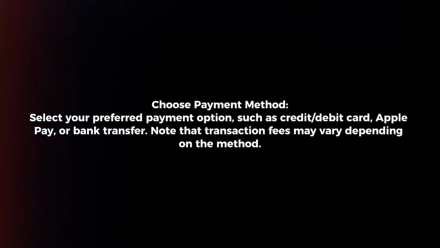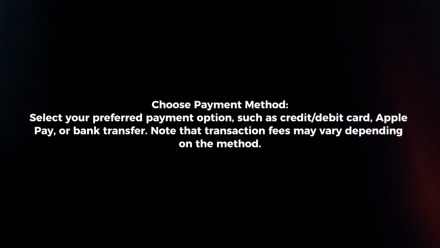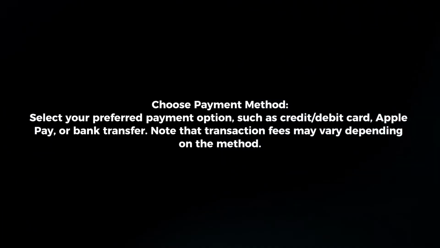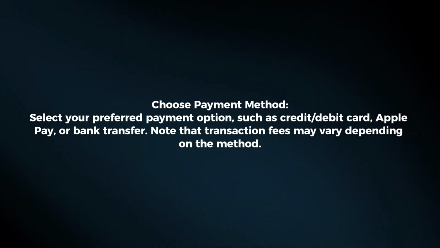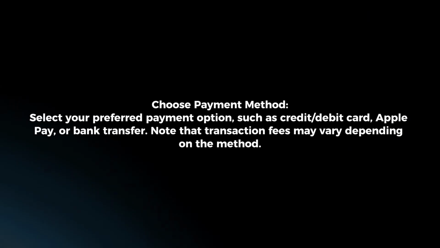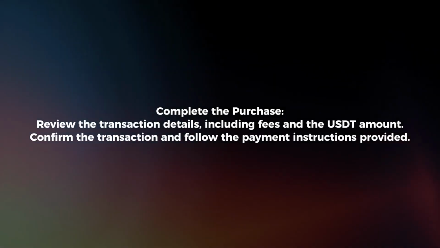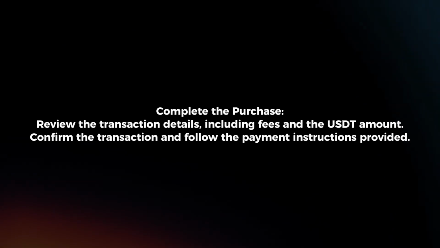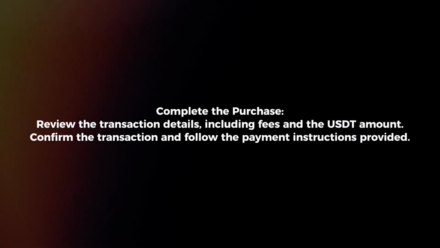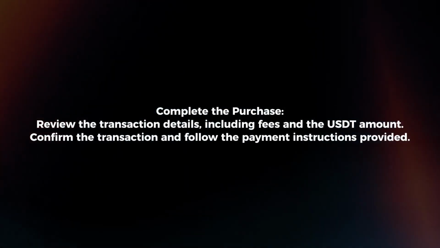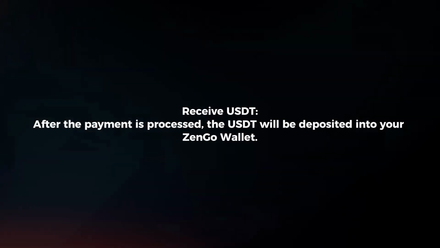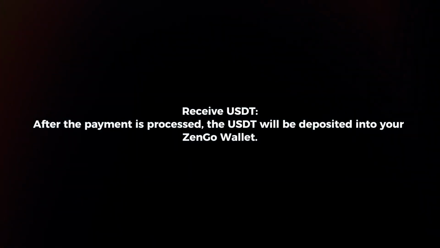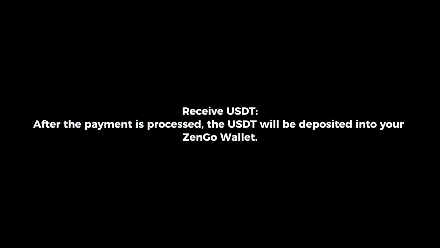Choose payment method. Select your preferred payment option, such as a credit or debit card, Apple Pay or bank transfer. Note that transaction fees may vary depending on the method. Complete the purchase. Review the transaction details, including fees and the USDT amount. Confirm the transaction and follow the payment instructions provided. Receive USDT. After the payment is processed, the USDT will be deposited into your ZenGo wallet.